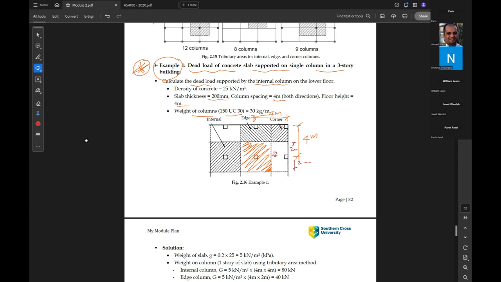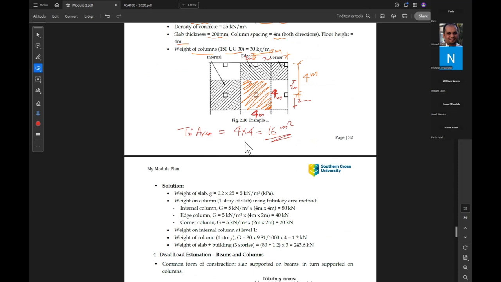So this side is 4 meter. And what is the other side? If it is 2 meter and 2 meter, so 4 by 4. So the tributary area here, how much? 4 by 4 equal to 16 meter square. Yep, so this is the tributary area.